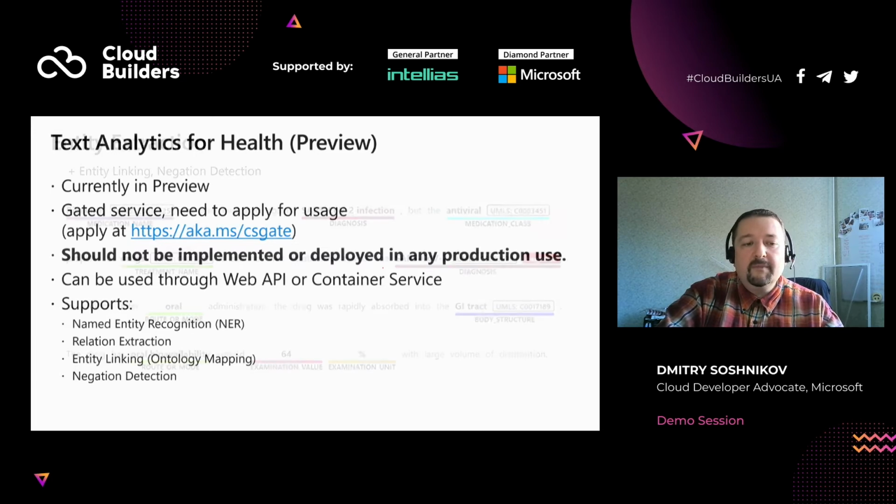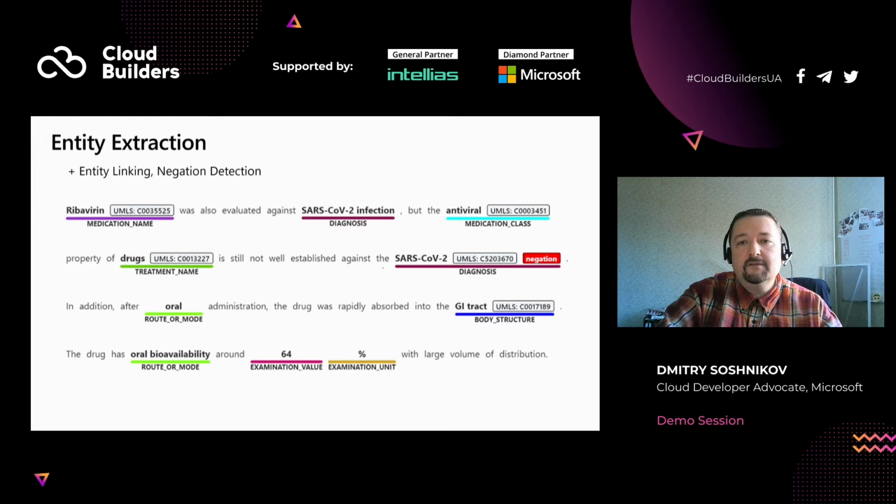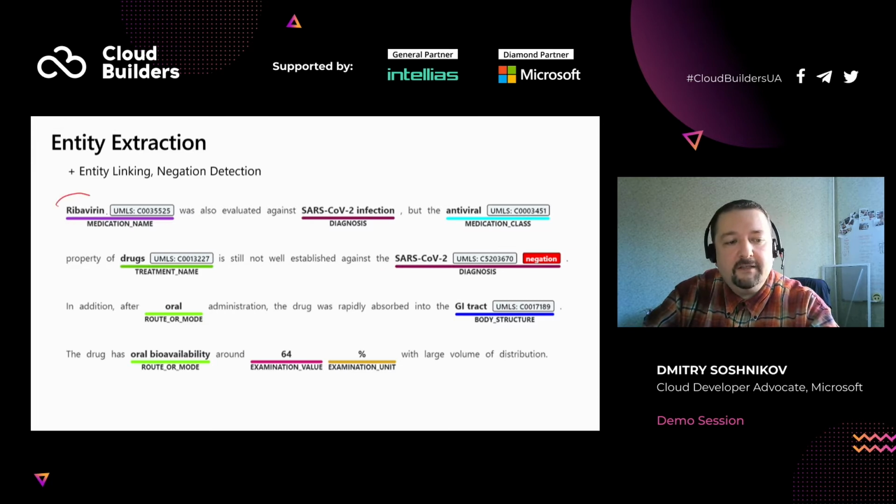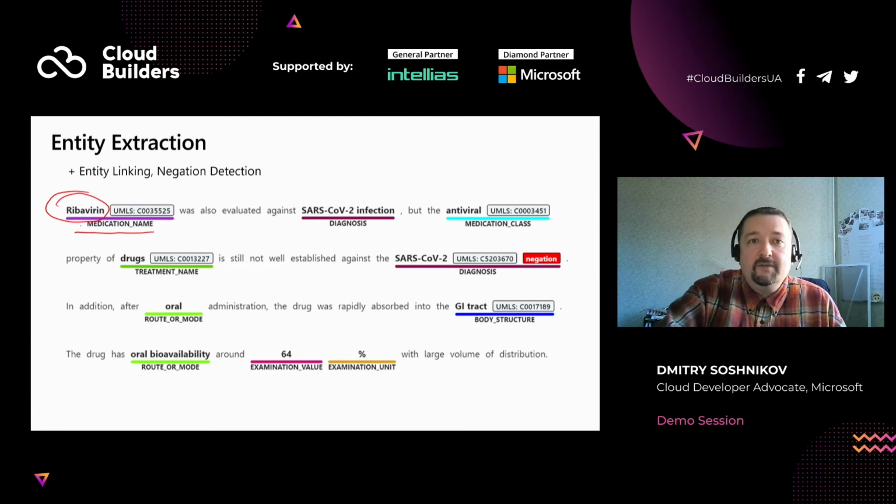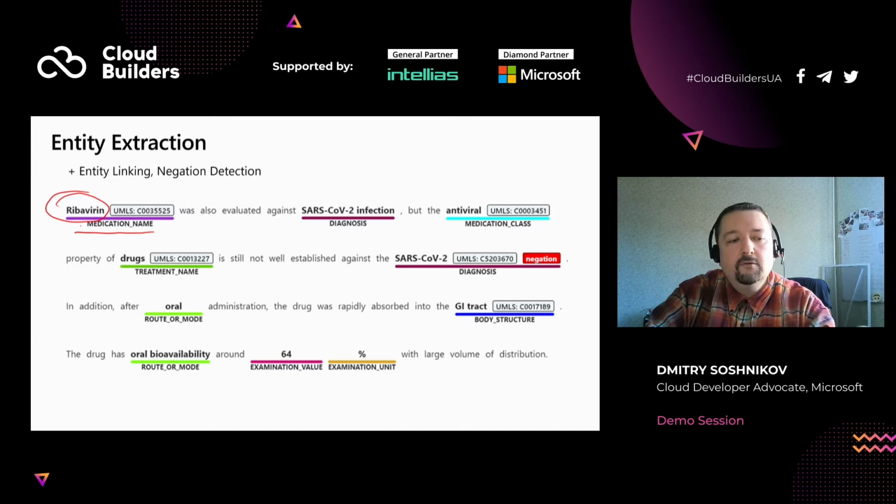So what do we mean by that? Consider this text: ribavirin was also evaluated against SARS-CoV-2 infection, and so on. If we give this text to the service, it allows us to extract entities. It says that ribavirin, for example, is a medication name. And it also maps it to the ontology.